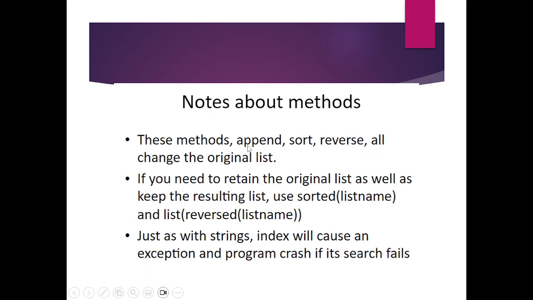Then notes about methods. These methods append, sort, and reverse all change the original list, because, as we said a while ago, a list is mutable, which means it can be changed or modified. If you need to keep the original list as well as the resulting list, use sorted(list name) and reversed(list name). So you just need to display the unsorted elements, then call the methods, so that you can see the difference between the methods being called.